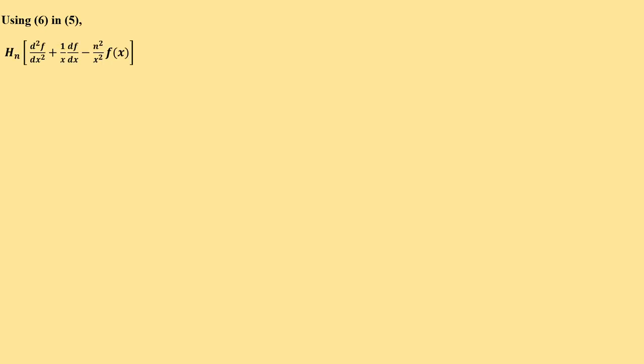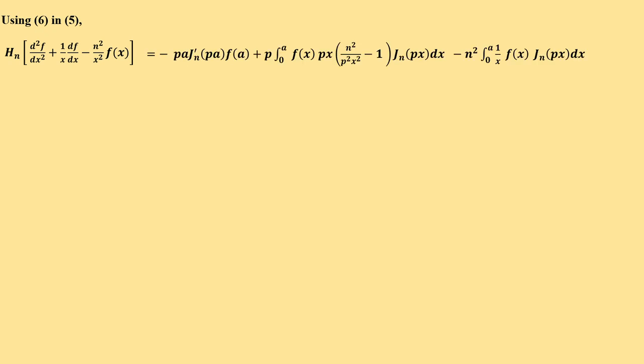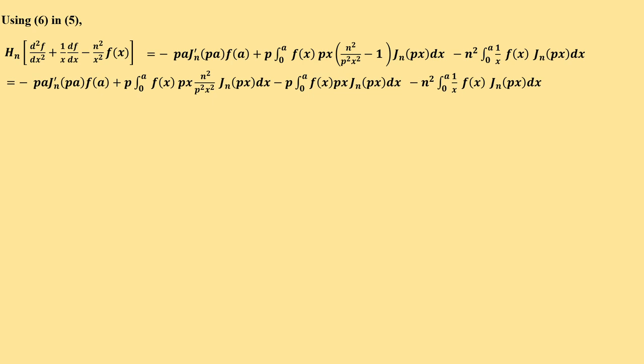So now using 6 in 5, Hn of d square f by dx square plus 1 by x df by dx minus n square by x square f of x equal to minus pa Jn dash of pa f of a plus p into integral 0 to a f of x px into n square by p square x square minus 1 into Jn of px dx, minus n square integral 0 to a 1 by x f of x Jn of px dx, that is equal to minus pa Jn dash of pa f of a plus p into integral 0 to a f of x px n square by p square x square.